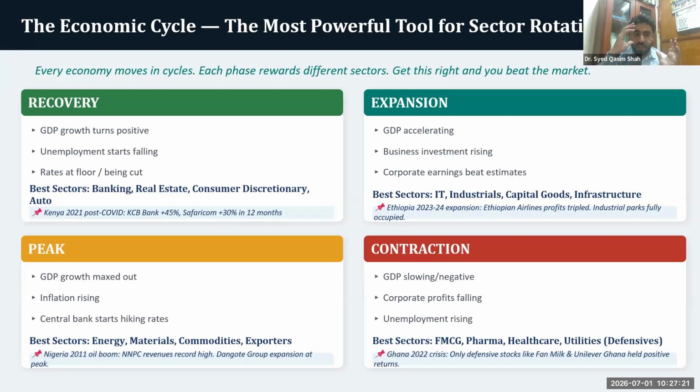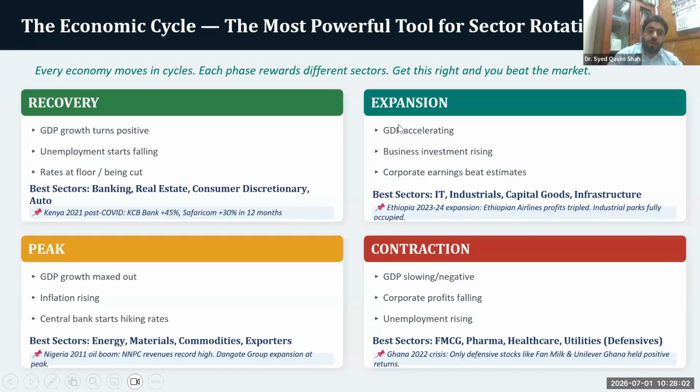So now we need to understand, let's say there are four phases, and it never means that you will always lose in contraction or you will always get benefit in peak. You will get benefit in expansion and recovery. No way. It is your strategy, how you shift your sectors, in order to increase your profitability. You can beat the market via your investment strategy once you know the economic cycle, and then you can manage your investments accordingly.